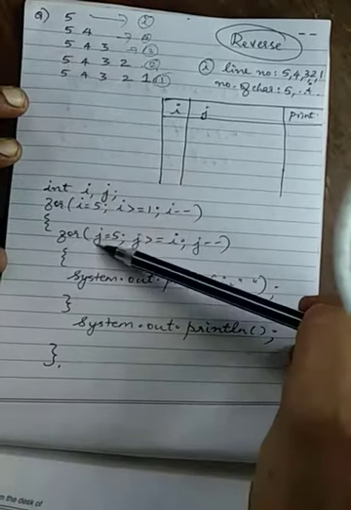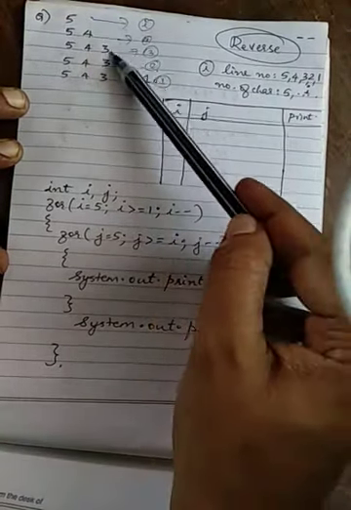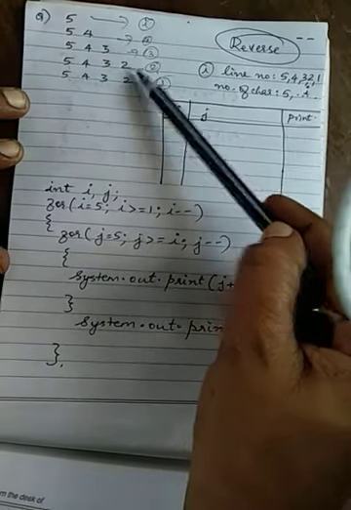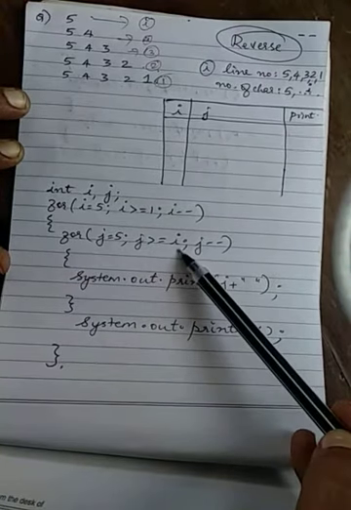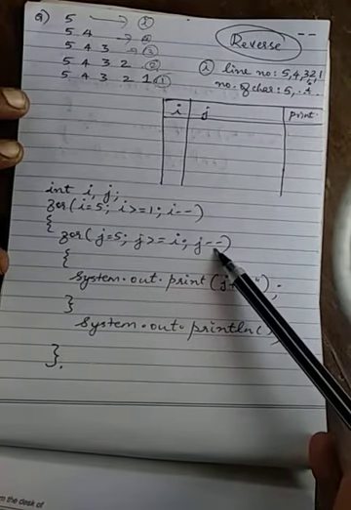This is line number 4. So J equal to 5. J greater than or equal to I means J greater than or equal to 4. Here J greater than or equal to I means J greater than or equal to 3. Here J greater than or equal to 2. Here J greater than or equal to 1. That is why we have written J greater than or equal to I. And I told you this one will come down. So J minus minus is used.